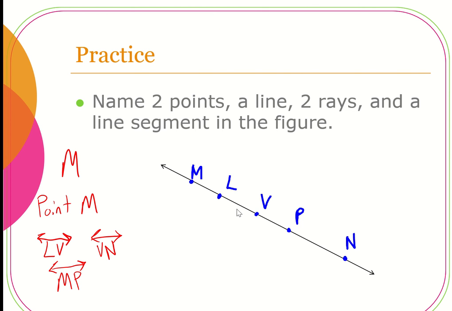Two rays. All right, again, there's a lot of rays here. Let's talk about the rays you could have used with the endpoint M. ML is the same ray as MV, is the same ray as MP, is the same ray as MN.